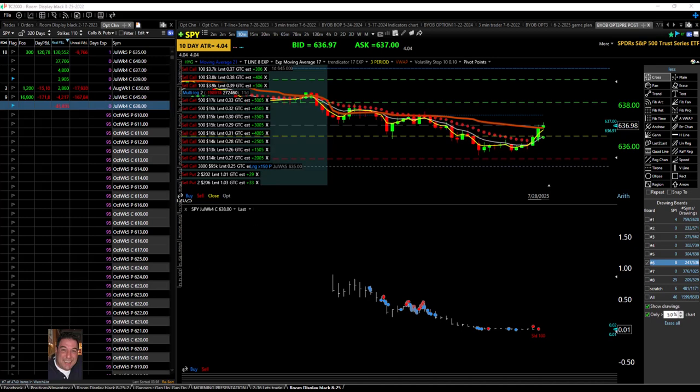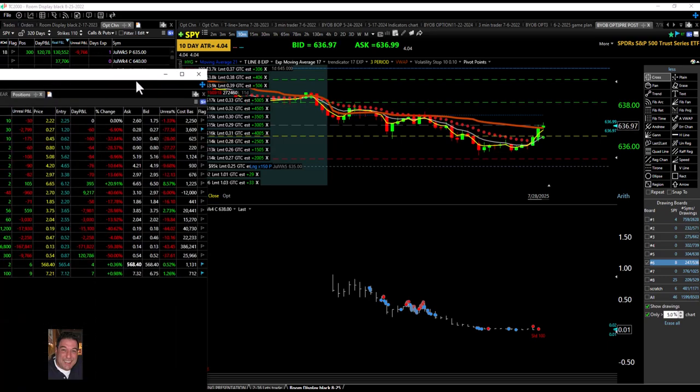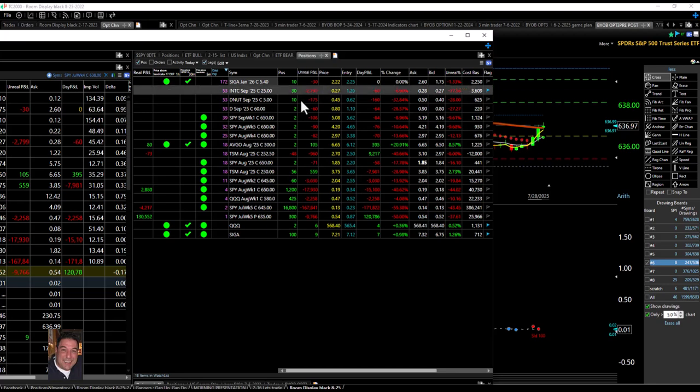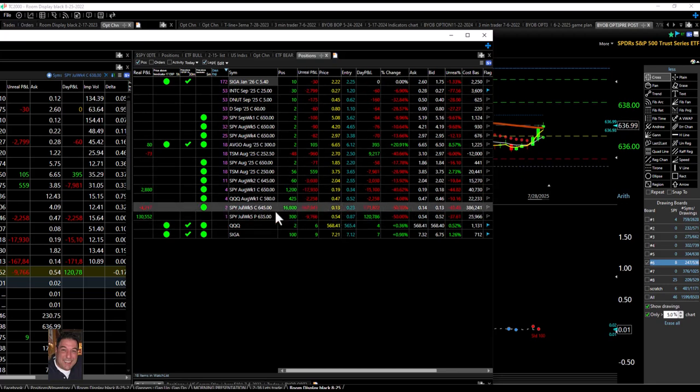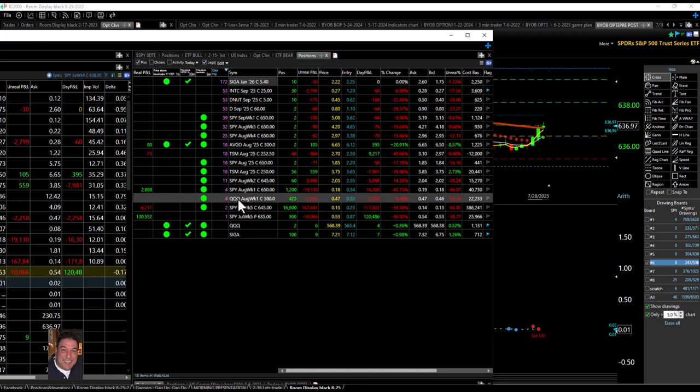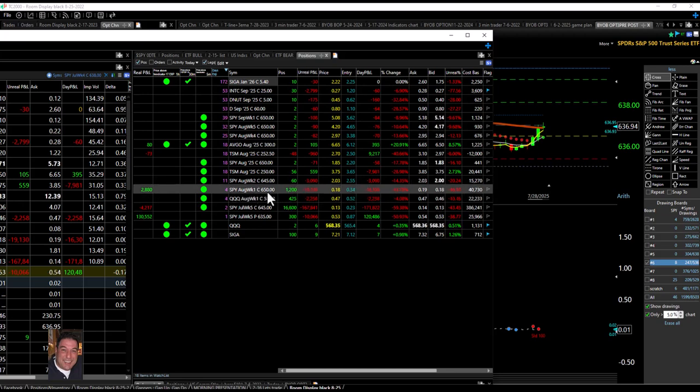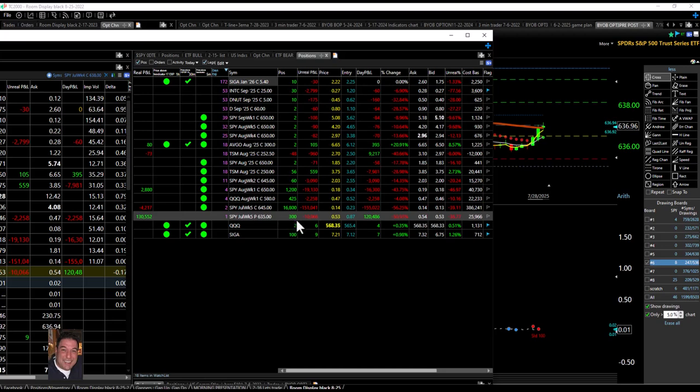And then this is my positions for overnight. Right here, this is what I have. I've got 16,000 of these 2-days-till-expiration 645 calls. I've got 425 of these QQQ calls, that's the 580. And I've got 1,200 of the 650 calls. And I'm still holding 300 of the puts.